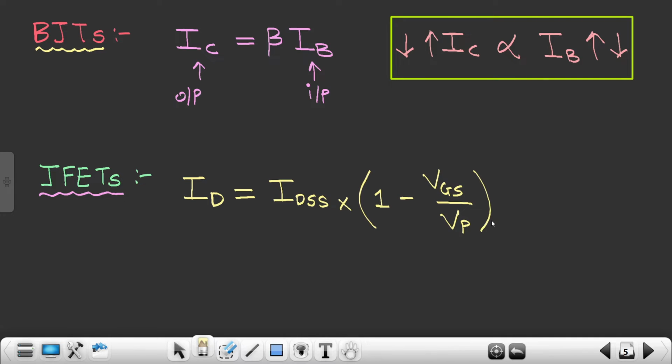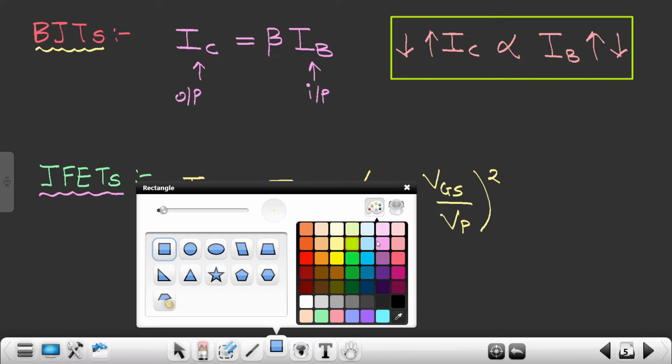VGS by VPD whole square. So with this particular equation, what I can say is that my output current ID is dependent on VGS square, right?